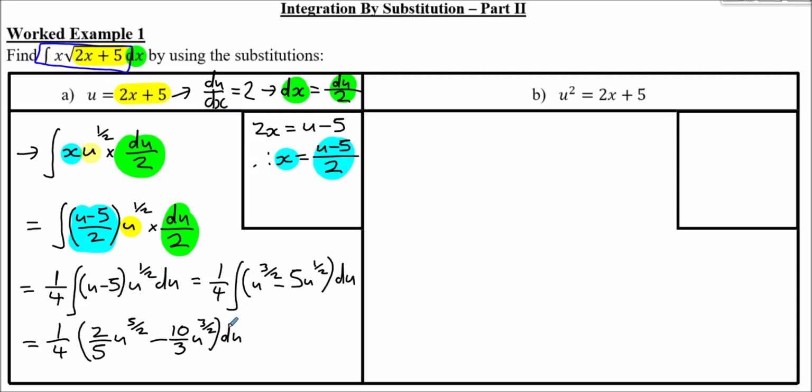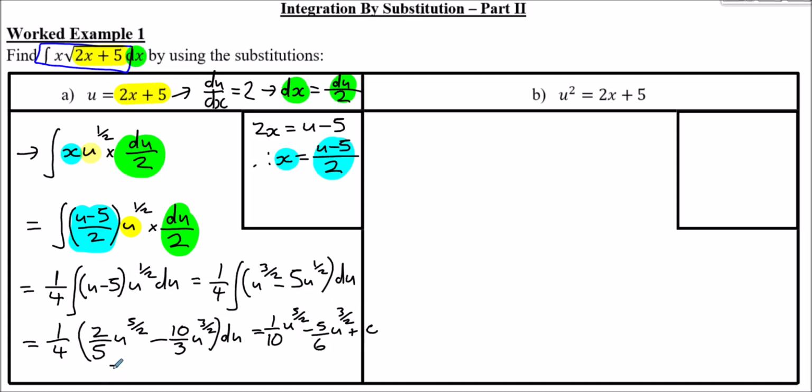So then we can simplify this. So what we're going to get here is a quarter times 2/5. That would give 2/20, which goes down to just 1/10. So I get 1/10 u to the 5 over 2. A quarter times 10/3. That's going to give minus 10/12, which is minus 5/6. Again, running out of space seems to be often my mistake I never learn from. Then, of course, plus c.